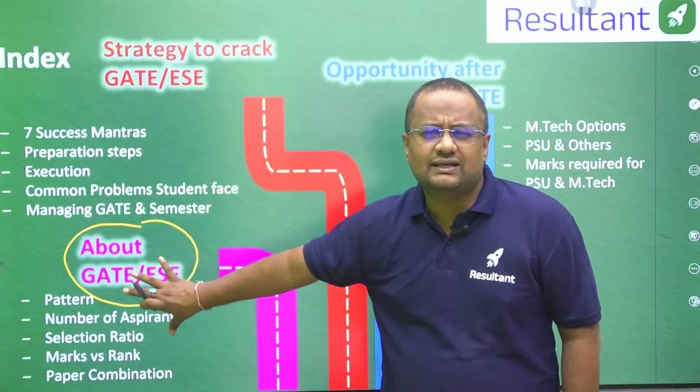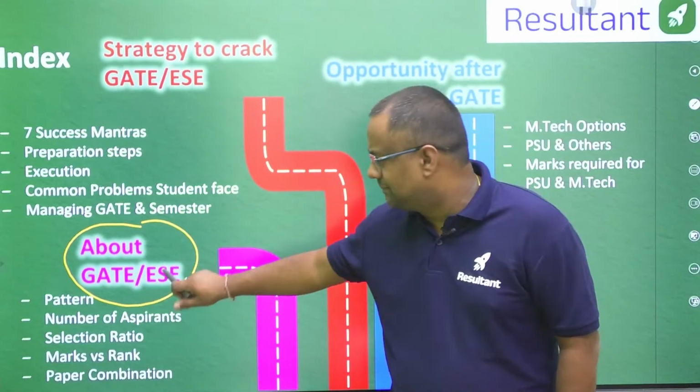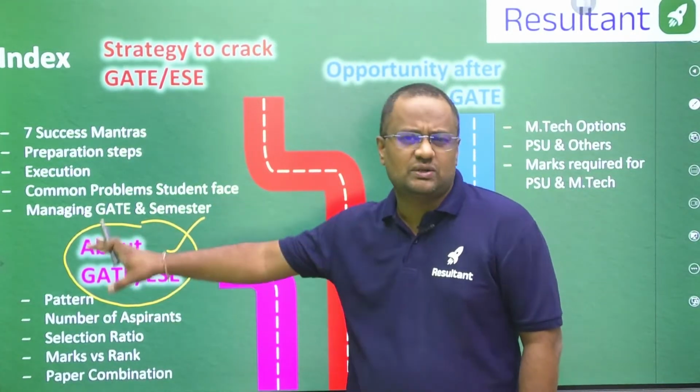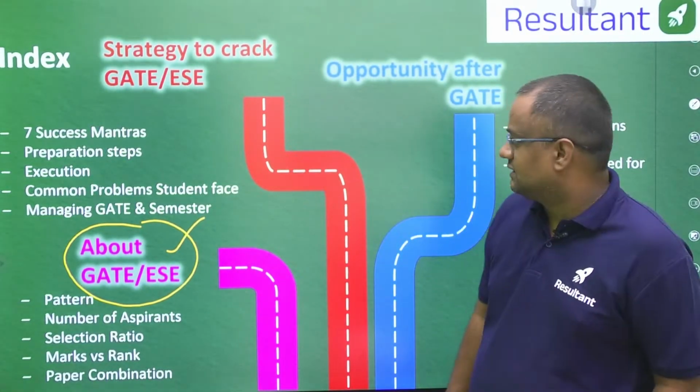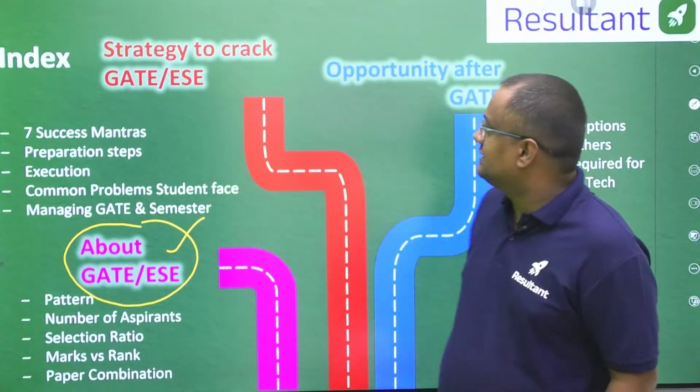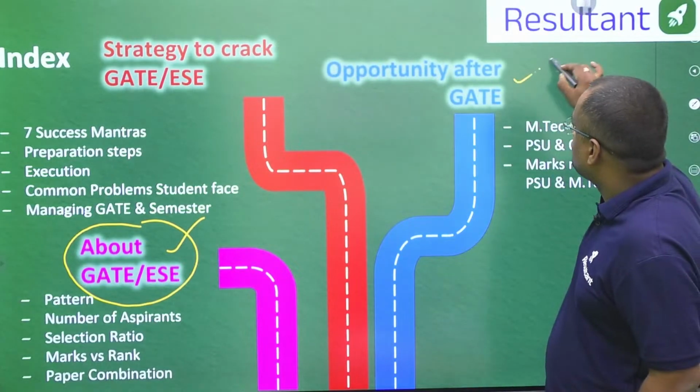It will take around 10 to 12 minutes to complete GATE and ESE: pattern, selection ratio, number of students, what marks are required for PSU, and what marks are required for MTech. After this, I'll tell you what the opportunities after GATE are.